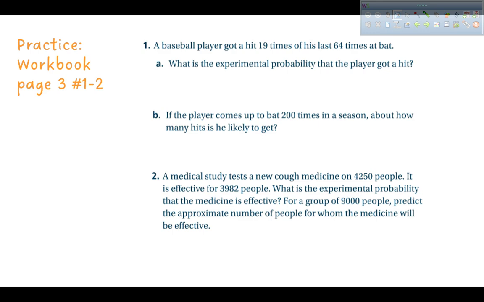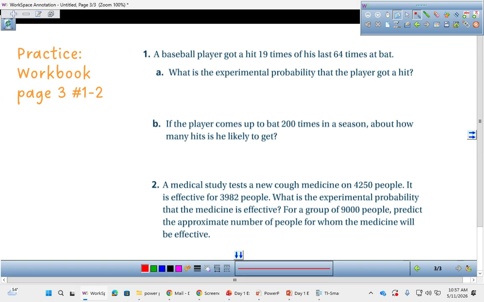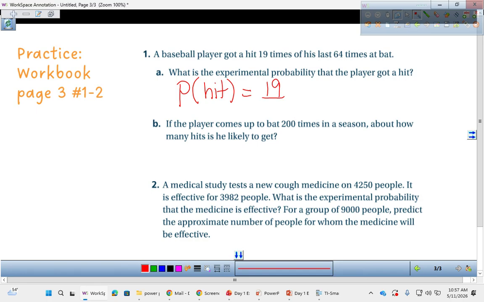All right, so a player got a hit 19 out of his last 64 times at bat. So what's his probability? You would write this as something like the probability that they get a hit. What is that in fraction form? Did anybody check to see if that simplifies? I don't think it does, right? So it's just 19 over 64.